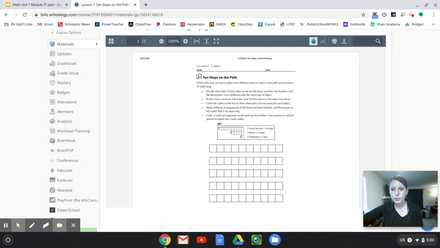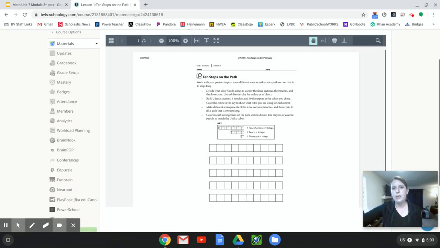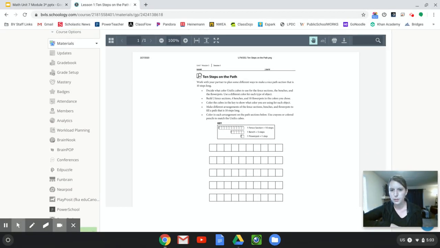I will do the same thing for the next few lessons. Some of them are a little bit harder to do at home without having the materials in front of you, so we're just going to do the best that we can. And I'm hoping that this is an easier way for you guys to understand what the directions are for things.